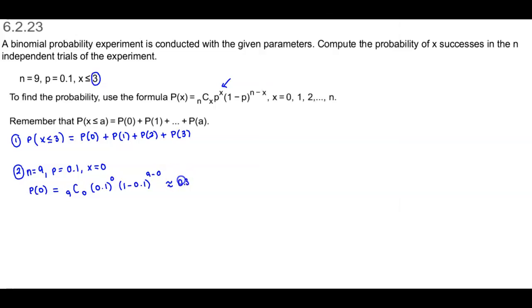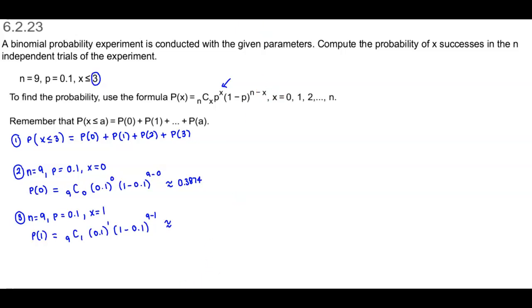0.3874. Okay, now we need to find the probability when x is equal to 1. So we have n is equal to 9, p is equal to 0.1, and x is equal to 1. So now we're going to find P of 1, which is going to equal 9 combination 1 times 0.1 to the 1 power times 1 minus 0.1 to the 9 minus 1.